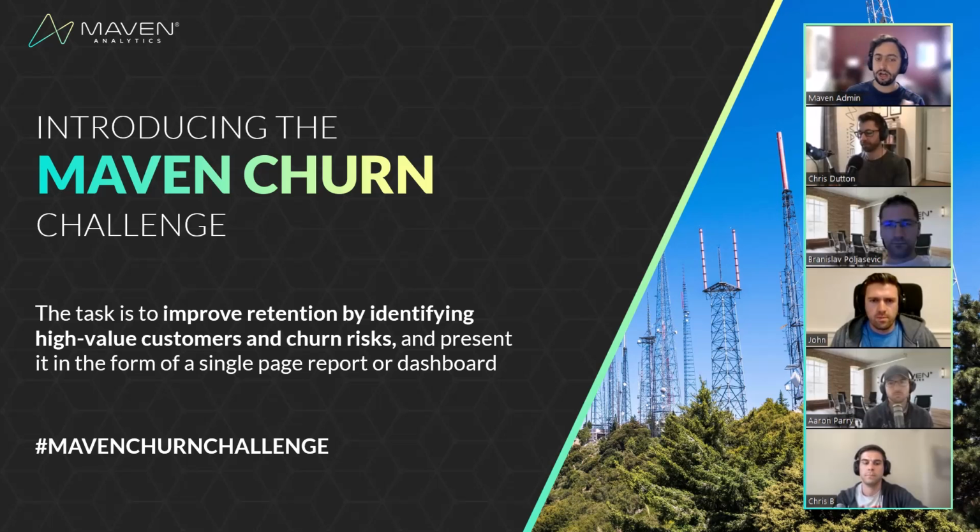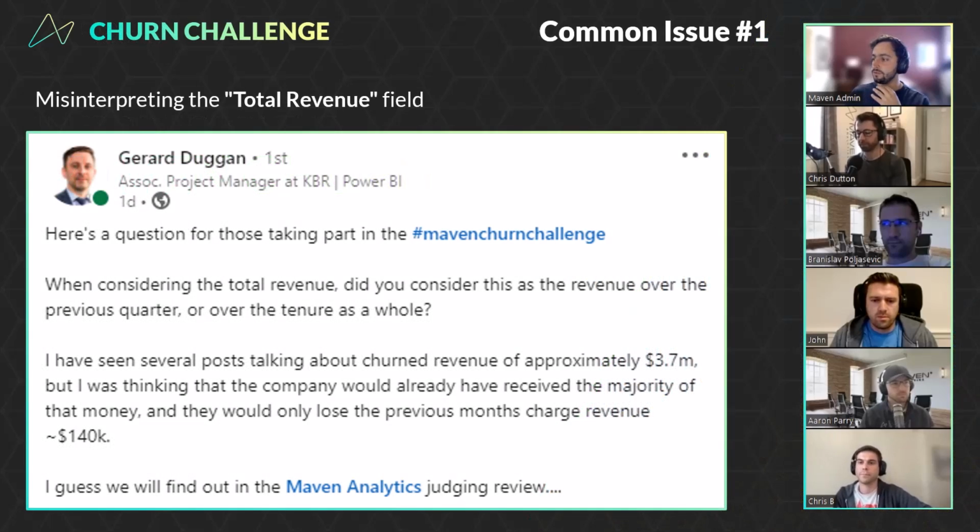But where we actually saw entrants slip a bit in their analysis was in two fields in particular, which was total revenue and offer. The first of these was addressed by Gerard Duggan in a LinkedIn post. He was asking whether people, when they were considering the total revenue field, considered it the revenue for the previous quarter, which was what the whole data set was about, or over each customer's tenure as a whole.